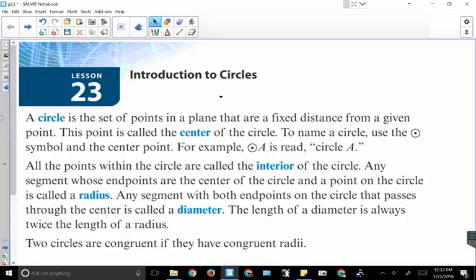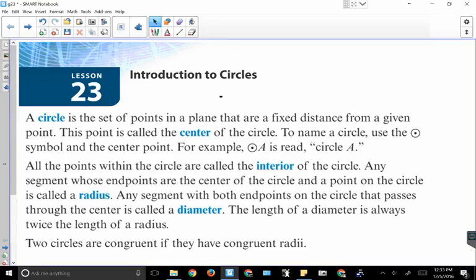Now, a circle is a set of points in a plane that are a fixed distance from a given point. You got to kind of think like a bicycle wheel with the spokes. This point is called the center of the circle. Whenever we name a circle, we end up having a dot with a circle drawn around it. So you'll see this. This means that we are looking at circle A.